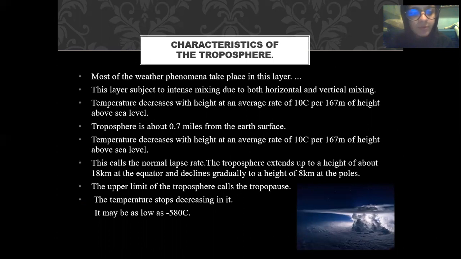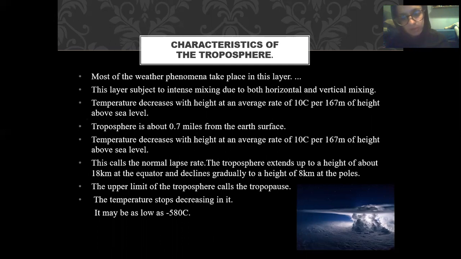Characteristics of the troposphere. Most of the weather phenomena take place in this layer. We all know that this layer is subject to intense mixing, both horizontal and vertical. Temperature decreases with height at an average rate per 167 meters above sea level. The troposphere is about 0.7 miles from the Earth's surface, and temperature decreases with height at an average rate. This is called the normal lapse rate.